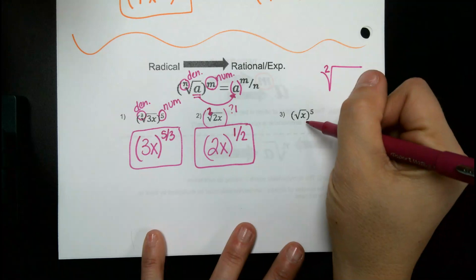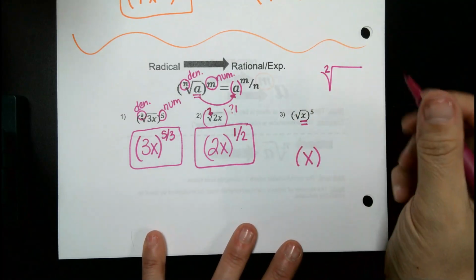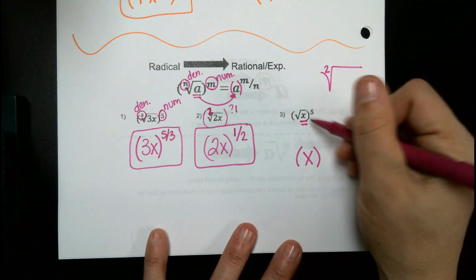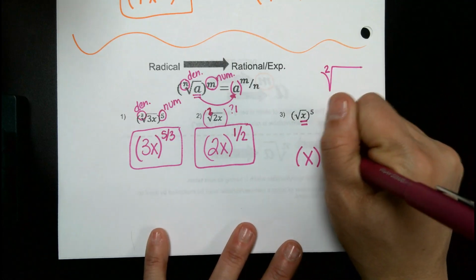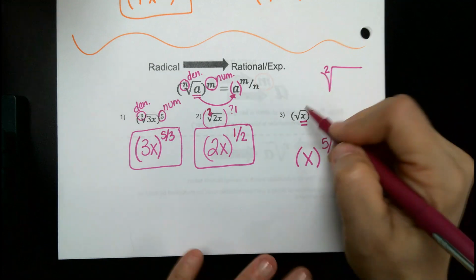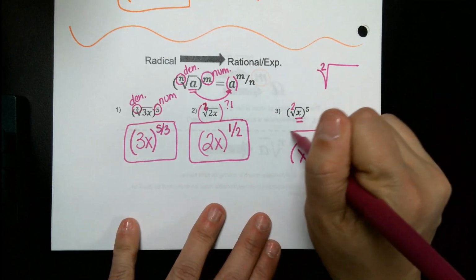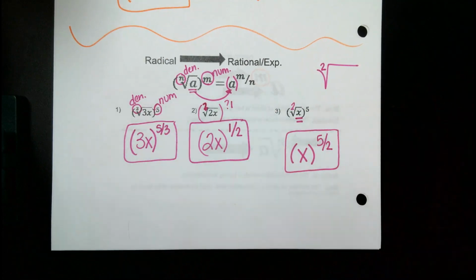And then for this one, the x is the base. And then you have an exponent there, so you know that your numerator is going to be a 5. What's the denominator going to be? A 2. Because again, they didn't show you a root, so you're supposed to just know that the root is a square root. So it'd be 5/2.